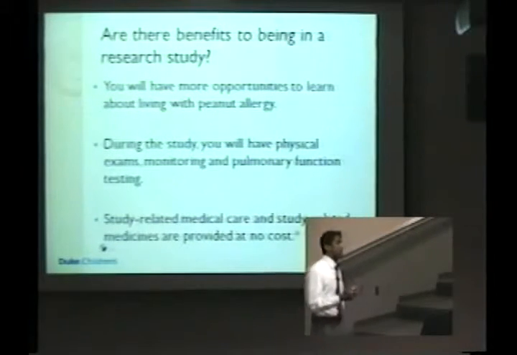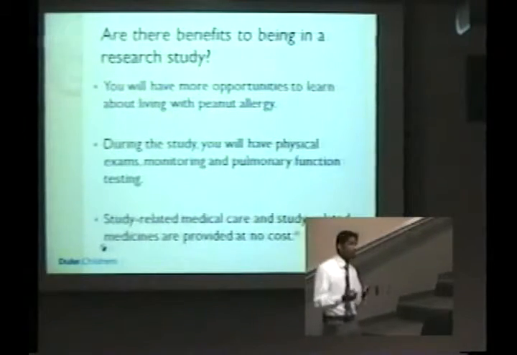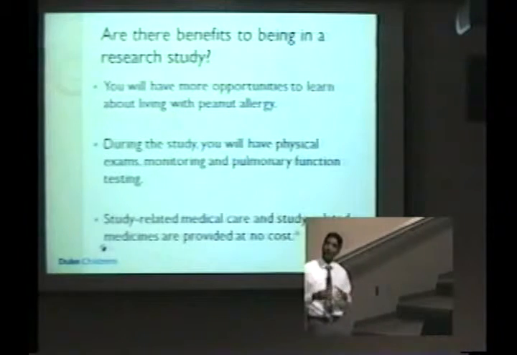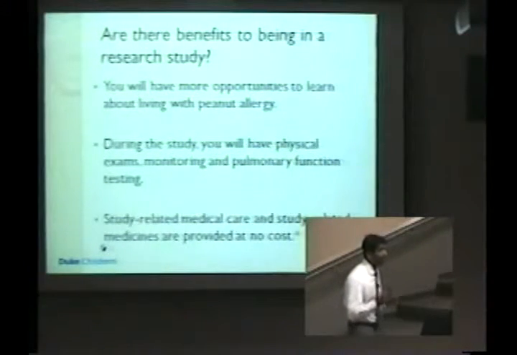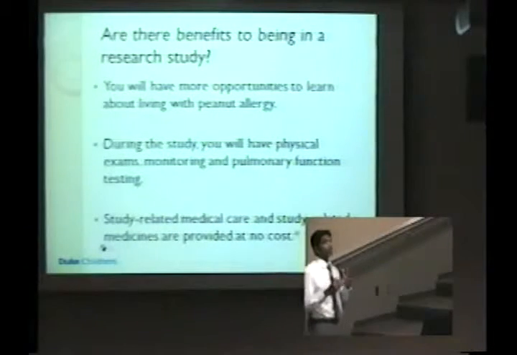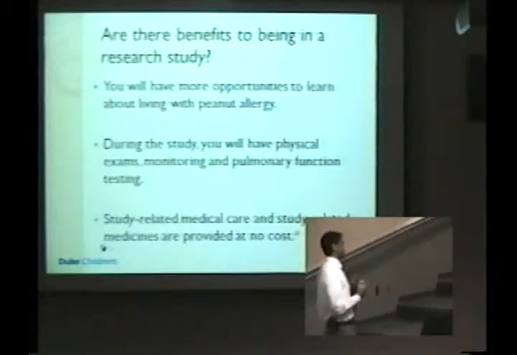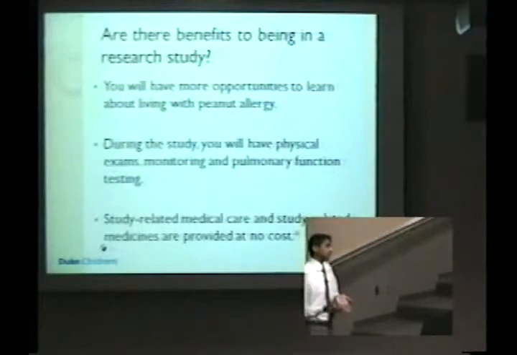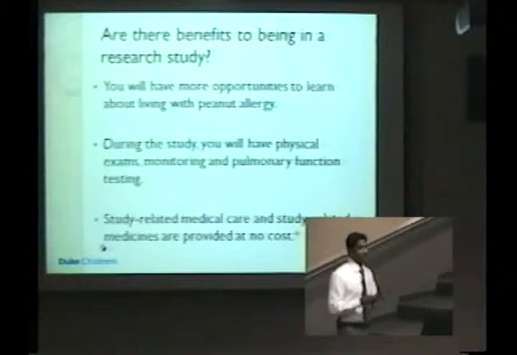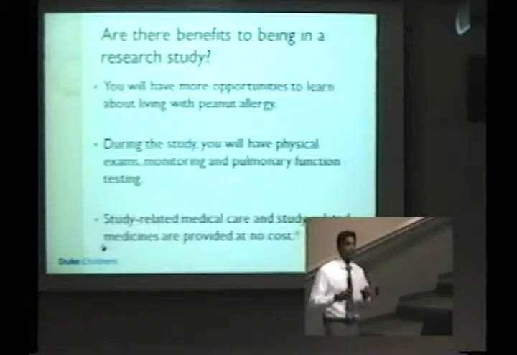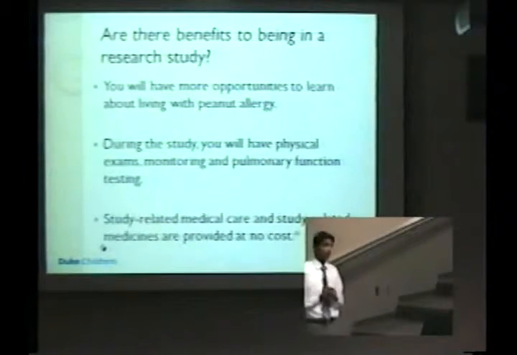During the study, the patients will have physical exams, lung function testing, as well as other things. And then there's the study-related medical care, as well as medicines provided at no cost. There's an asterisk there because Duke has a policy where for any research-related injuries, so you have a reaction at home to one of your home doses, you have to go to the ER, stay in the hospital overnight, your insurance or you are responsible for those costs. It's a pretty important point when thinking about joining one of our research studies.